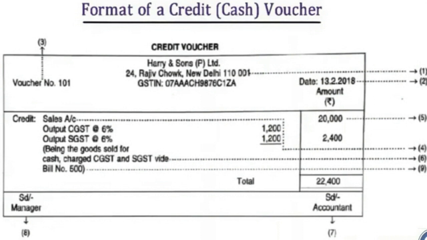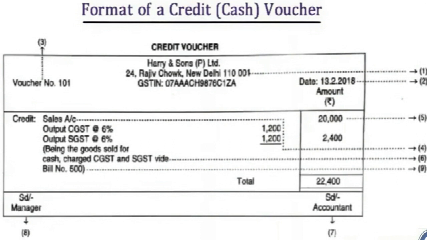The net amount of the transaction is on number 5. On number 6 we will write the narration or brief description. On number 7 you can see the signature of the person preparing it is written. And on the 8th number the signature of the authorized signatory is there. On the 9th number the supporting voucher number is written. So these are cash vouchers and these are their types.